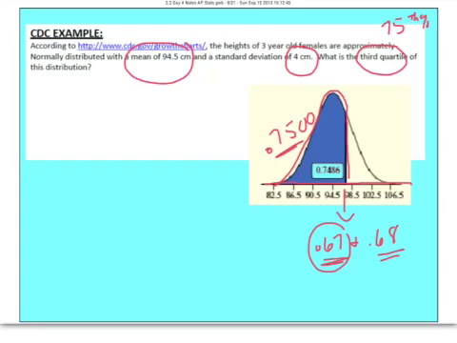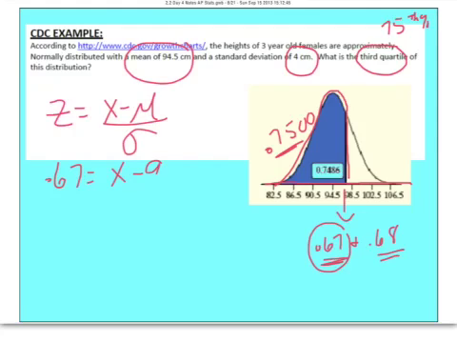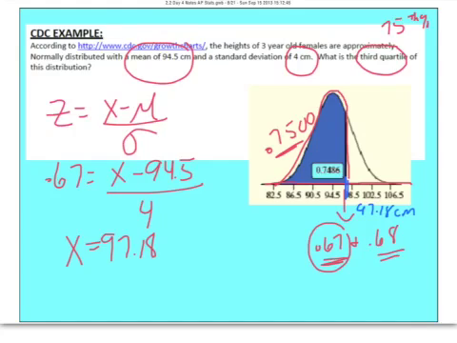So we found the z-score. Now we're going to have to unstandardize our information. So we're going to use the z-score formula, plug in the z-score that we found. I don't know the piece of data. I do know the mean here, and I know the standard deviation. If you solve this algebraically by multiplying by 4 on both sides, and then adding 94.5, we're going to get that x is 97.18. And if you look at the picture here, what that's saying is this is where about 97.18 centimeters would fall. So anyone shorter than 97.18 centimeters, all of those people roughly make up 75% of the data here.